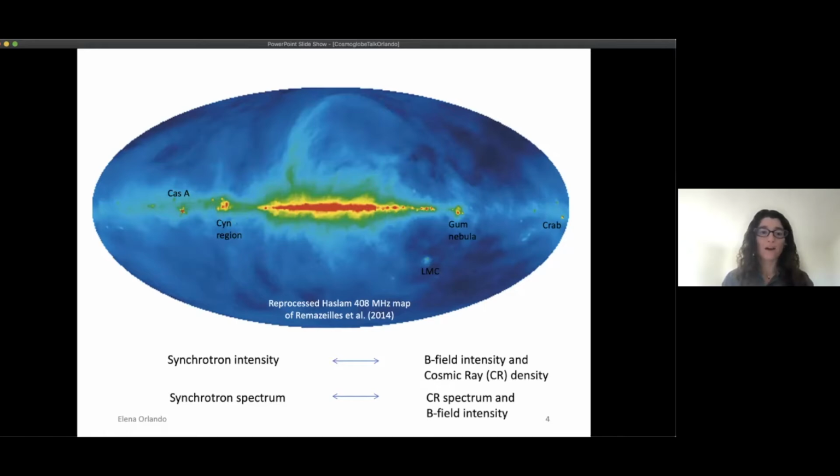So we cannot safely assume that the synchrotron spectrum does not change much in different places of the galaxy. And also, to complicate the picture, the observed synchrotron emission is the integration along the line of sight of the entire emission.